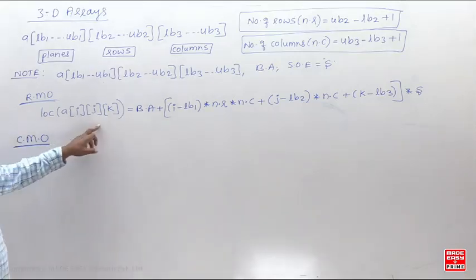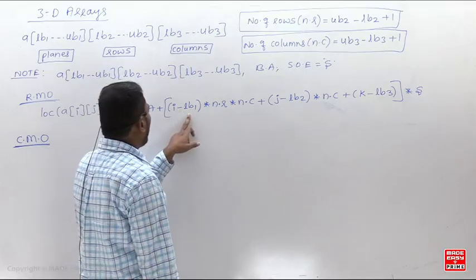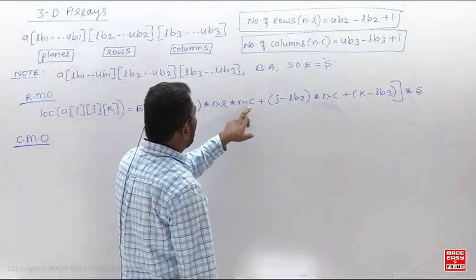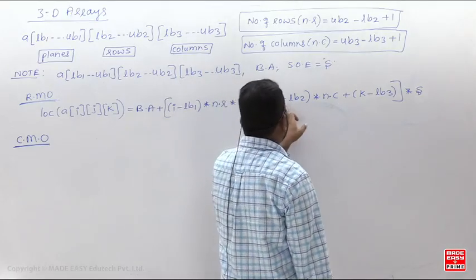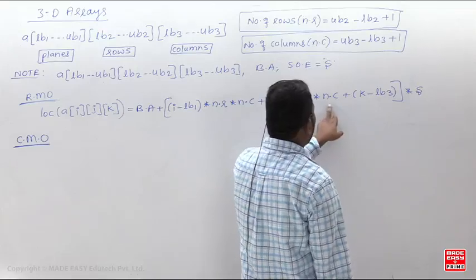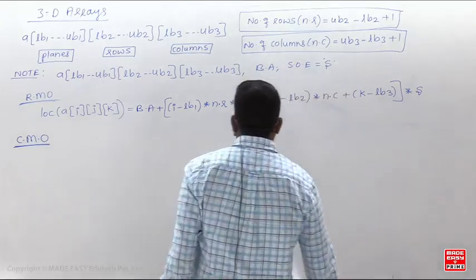Look at here, I J K, base address BA plus I minus LB1. This many 2D arrays you have to cross. Every 2D array is having number of rows multiplied with number of columns. And the row number J you have to go to, so J minus LB2 rows you have to cross. And every row is having how many elements? Number of columns. And next column number K you have to go to, so K minus LB3 columns you have to cross.